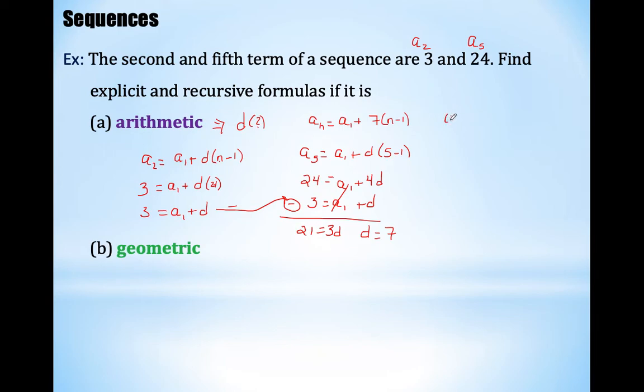And my recursive formula is a sub n minus 1 plus d. So the only thing I'm missing here is this a sub 1. How do I get a sub 1? Oh, right. Here, right? I found d and I had this system of two equations. So isn't it true that 3 is equal to a sub 1 plus 7, meaning a sub 1 must have been negative 4.